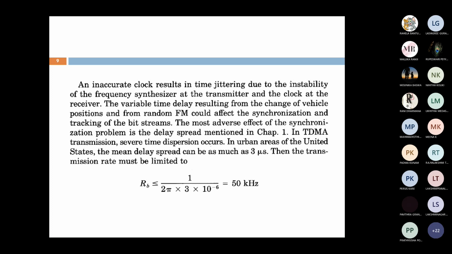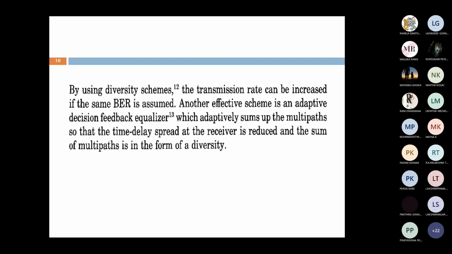Now we have to calculate the transmission rate. Suppose we assume that the delay is 3 microseconds. Then automatically the transmission rate is equal to 1 by 2 pi times the time delay. That is 1 by 2 pi times 3 microseconds, which is equal to 50 kilohertz. This is the transmission rate, which must be limited to 50 kilohertz.